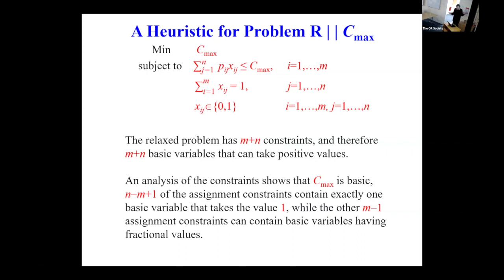Okay, so we know that Cmax is basic. From the second constraint, we know that each job has got to be assigned to some machine. So there's n constraints there. Every constraint will have a basic variable in it. And of course the Cmax constraint, the first constraint, has got a basic variable in it. So the number of constraints is n plus n, so we've got n plus n basic variables.